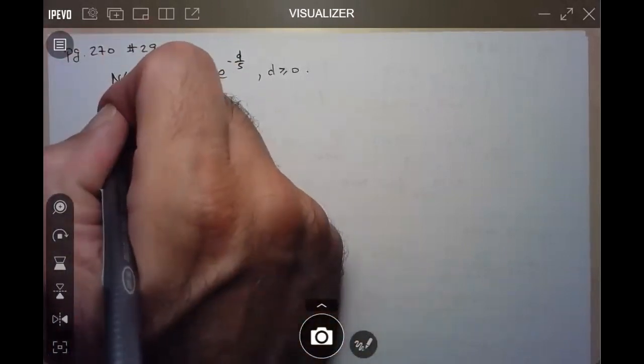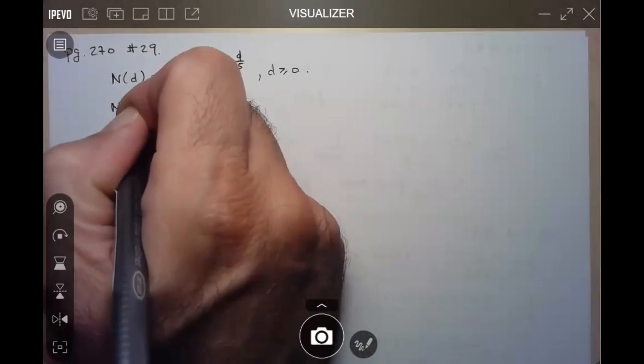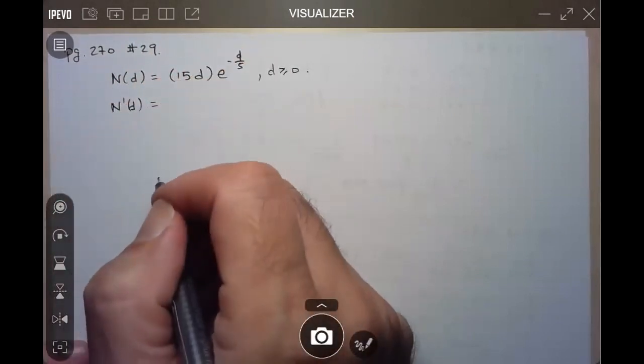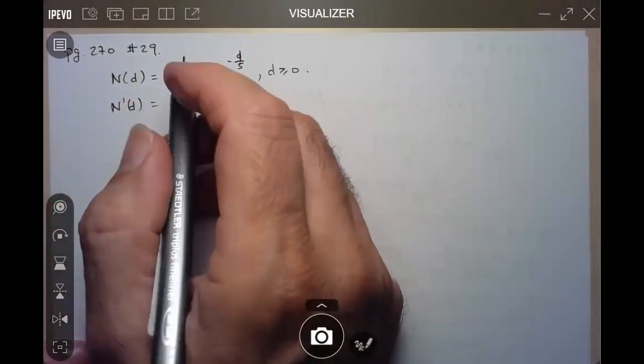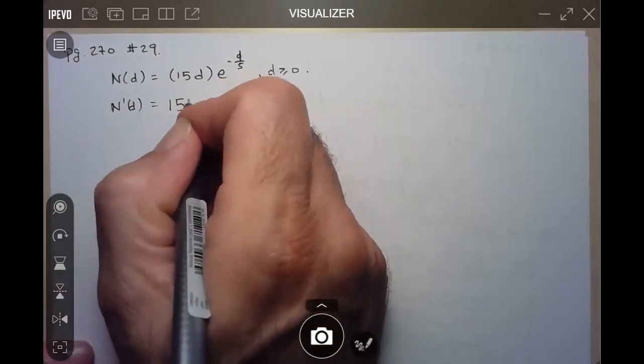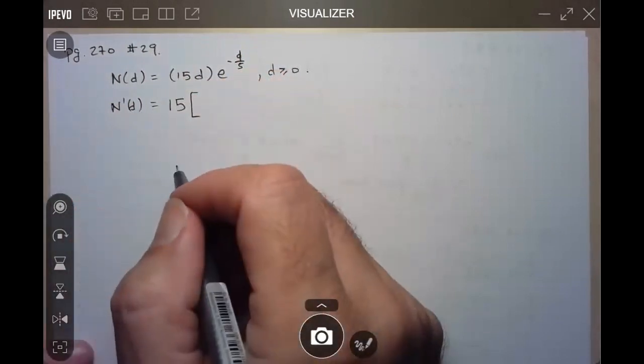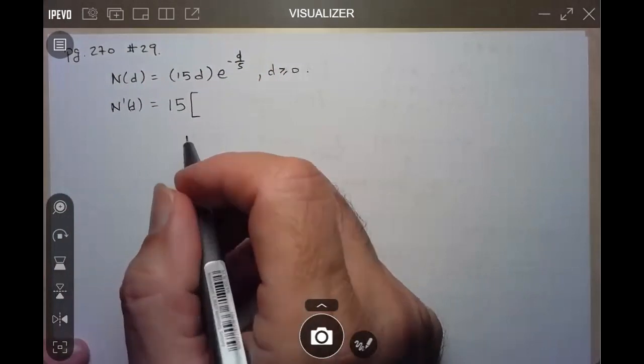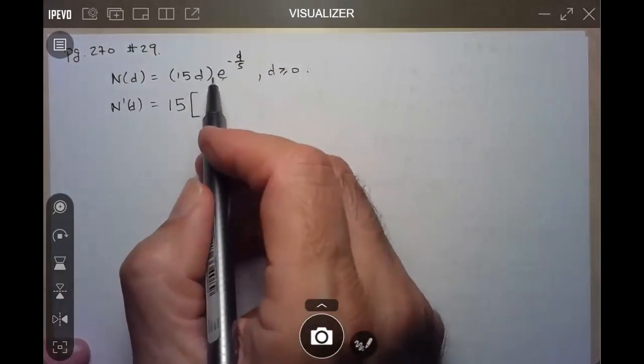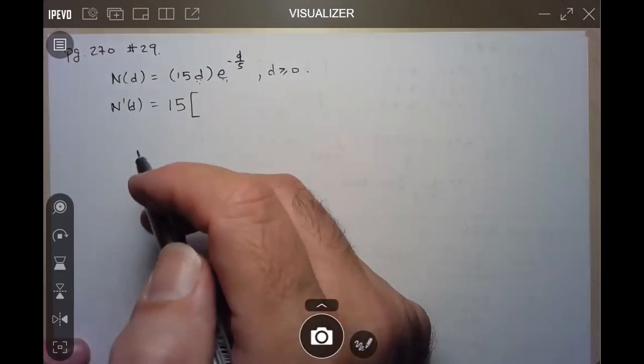So I'm going to find the derivative to hopefully find my critical points. Now here, this 15 is just a constant, so I'm just going to take it out and not worry about it, since it's just a constant multiplying this function. So now I'm going to use the product rule on this function here.